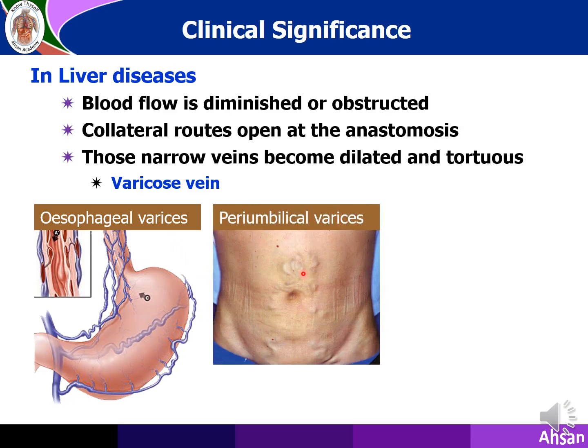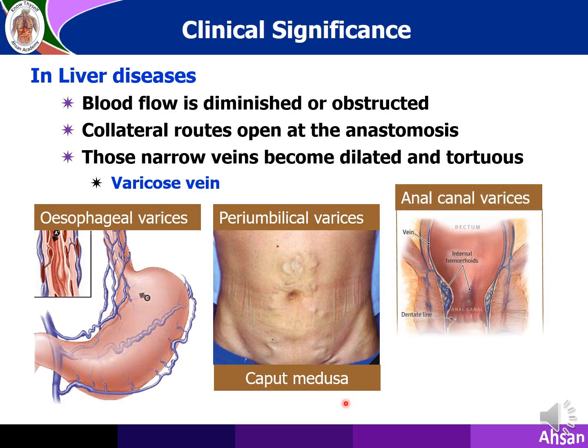Around the umbilicus, you can see the veins are dilated, running towards the periphery. Blood is flowing towards the periphery. So this is known as caput medusae clinically. So periumbilical varicose vein, the clinical name is caput medusae.